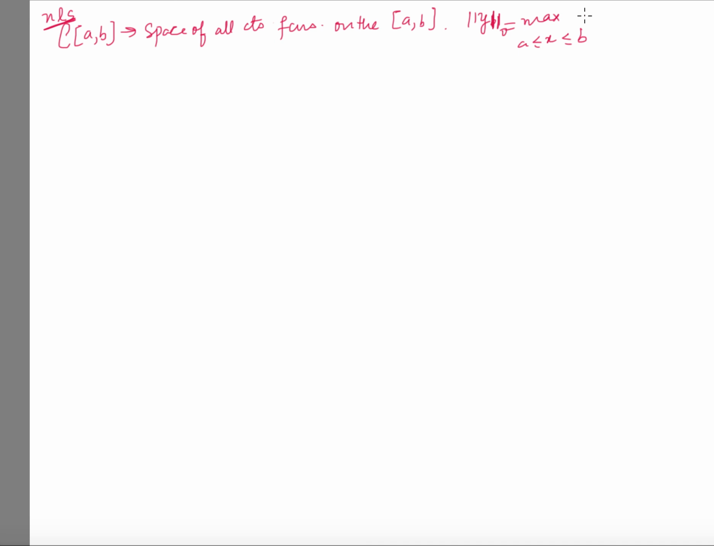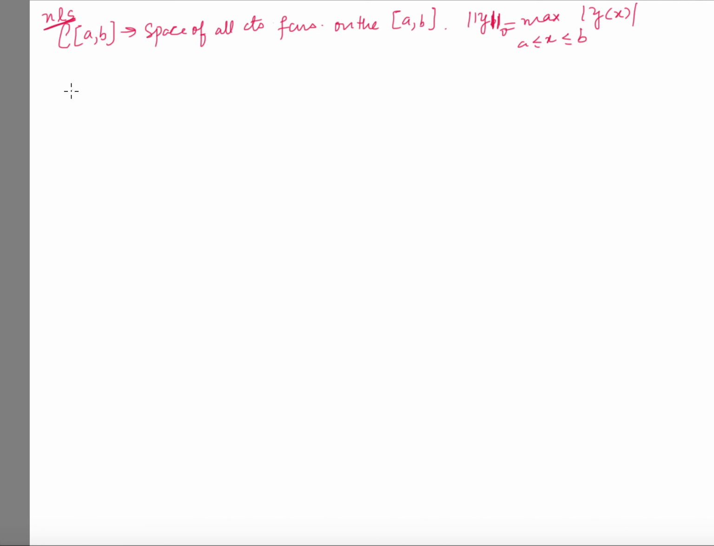In the last video we have seen this C[a,b]. This was a normed linear space. What space was this? This was the space of all continuous functions on the closed interval [a,b]. And how was the norm defined? The norm of any function y in this space was defined as the maximum over a less than or equal to x less than or equal to b of the mod of y of x. This is how the norm was defined.